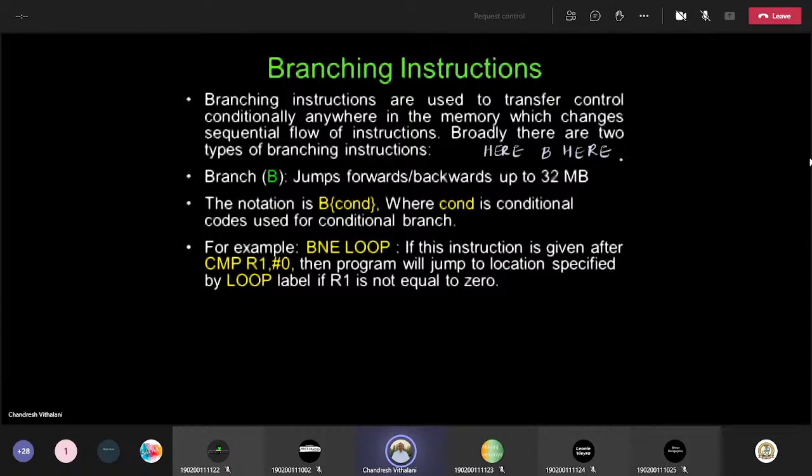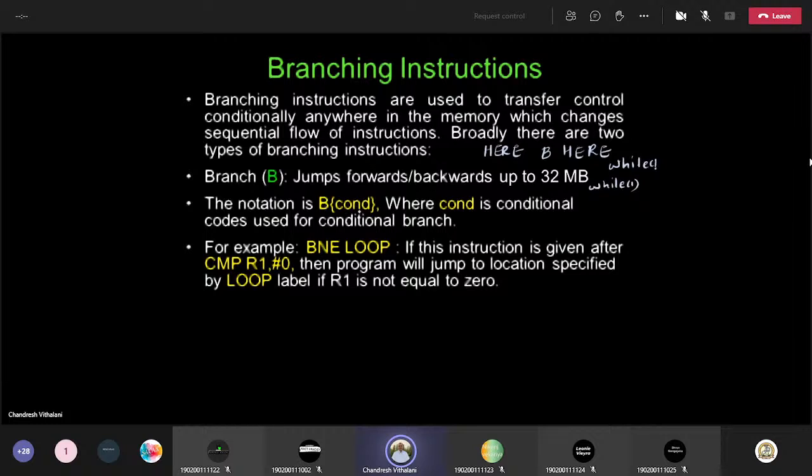It's very much similar to your while(1) loop. A simple branch instruction is there. So the notation is B and then some address. It can jump in the forward or backward direction up to 32 MB of space. Then conditional branchings are also available.